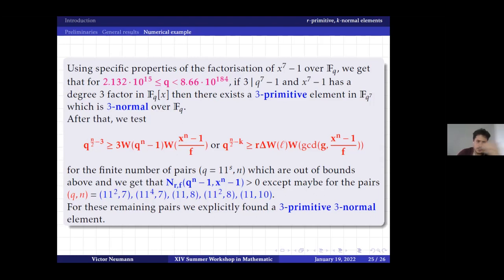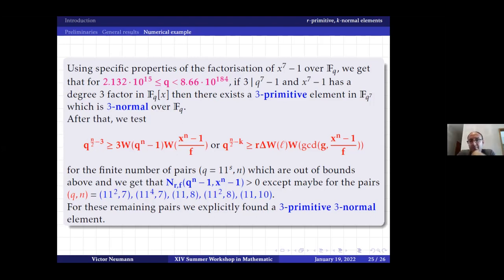And I was wondering if we could provide some families of parameters such that there is no primitive element and R-primitive and K-normal element. What do you think about it? Do you have a guess?